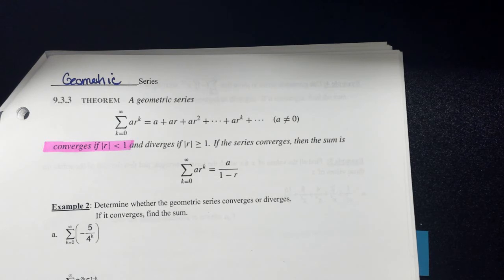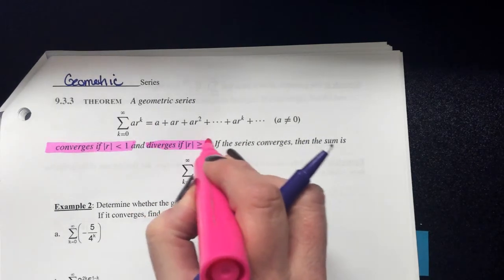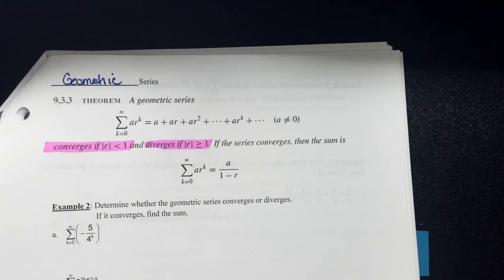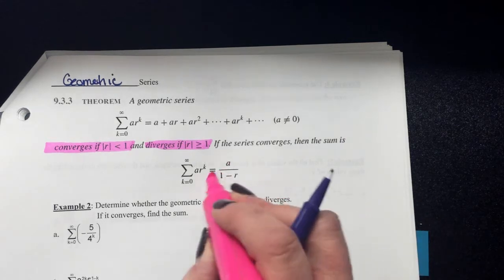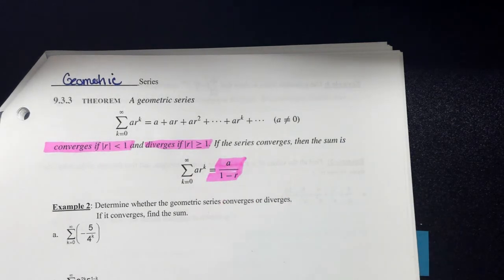It will diverge if the absolute value of your common ratio is greater than or equal to 1. All right? So again, like I just showed you, if we want to know what the geometric series is converging to, if it's geometric, we can take the first term and divide it by 1 minus r.